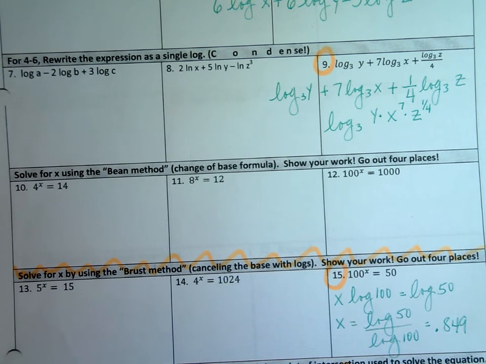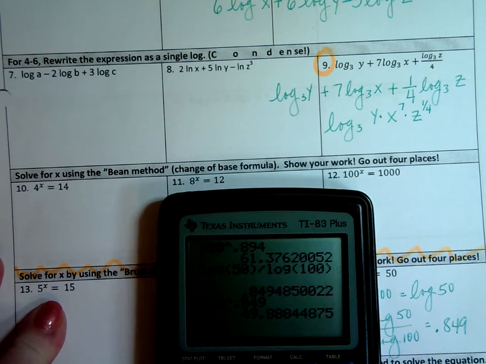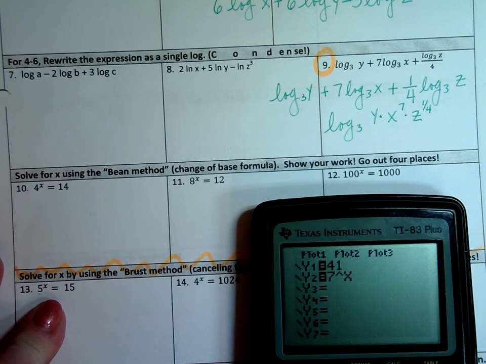Then he says, okay, well now do this by graphing. Now I kind of showed you one of those not that long ago, but just for kicks and giggles, I'll do it again. In y1, I want to put in 100 to the x. And in y2, I want to put in 50. Not 50x, hold on. Clear, 50.